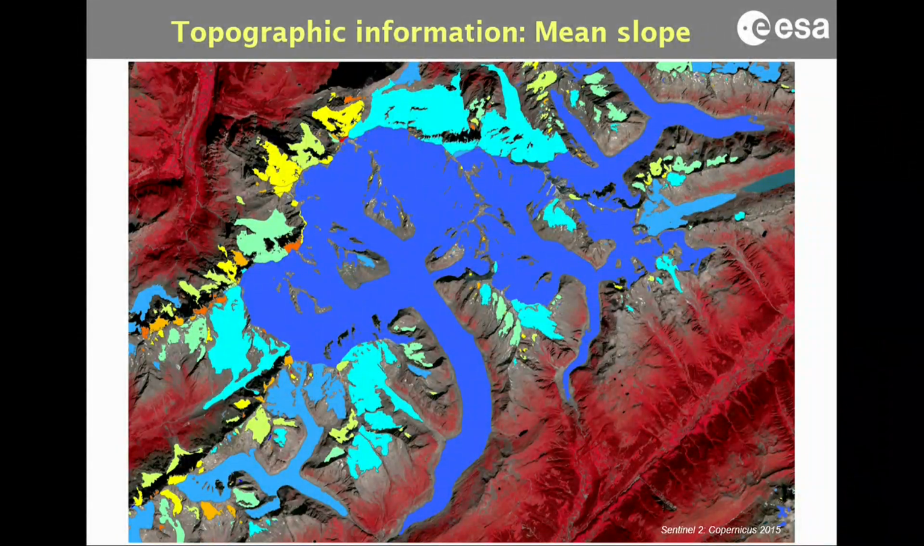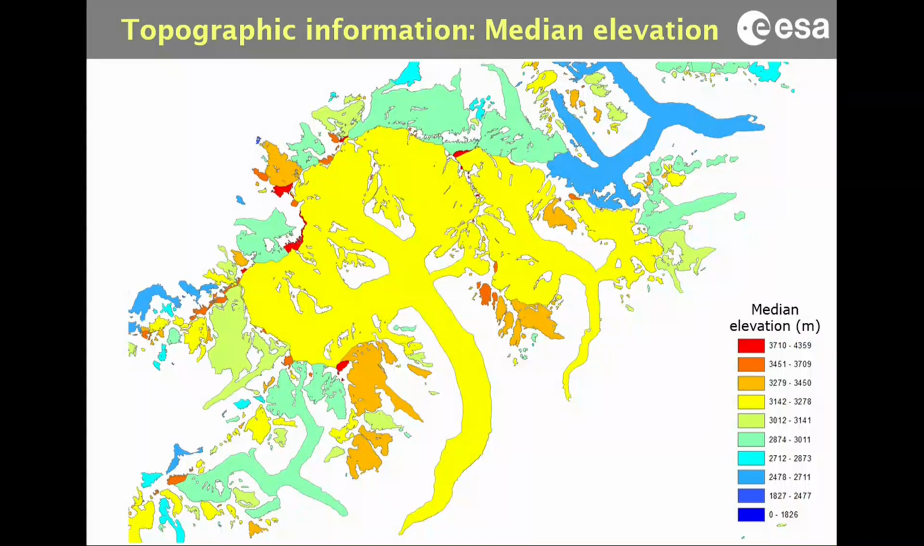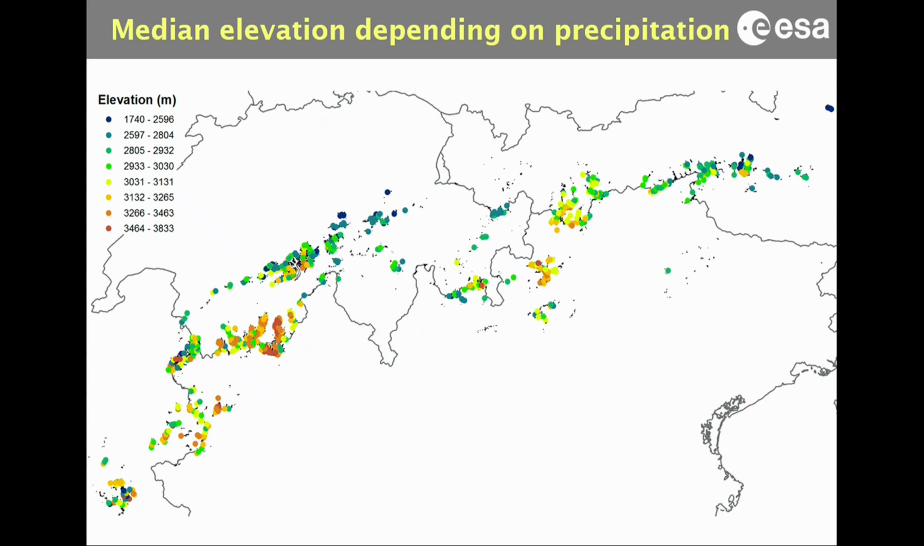Or when you calculate a slope grid out of the DEM, you have the mean slope, mean aspect, whatever you like. And this is, for example, median elevation, color-coded for the value. And when you then convert to a point file, apply this median elevation, and do this for a larger region, you can, for example, say something about the precipitation in the region.